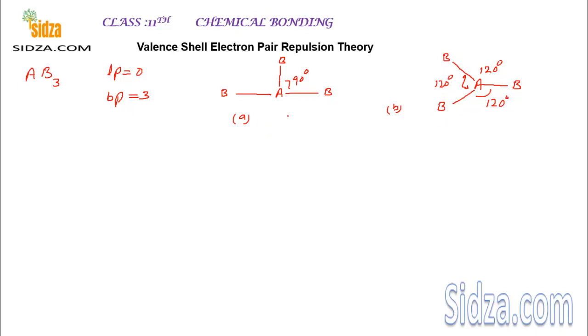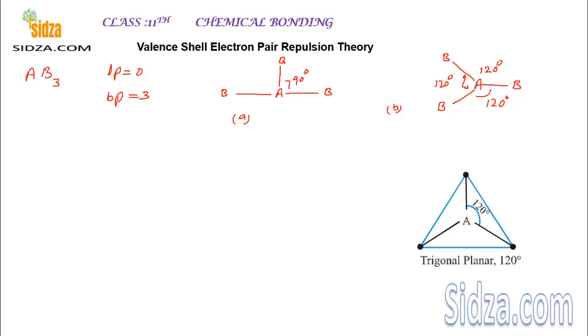So out of the two shapes here, we can easily say that the repulsion will be less with the 120 degree shape because the angle is more. When the groups are away from each other, repulsion between the two bond pairs will be less. So that's why an AB3 type molecule always has a trigonal planar shape, right? This is what we call a trigonal planar shape. It is just like a triangle here.